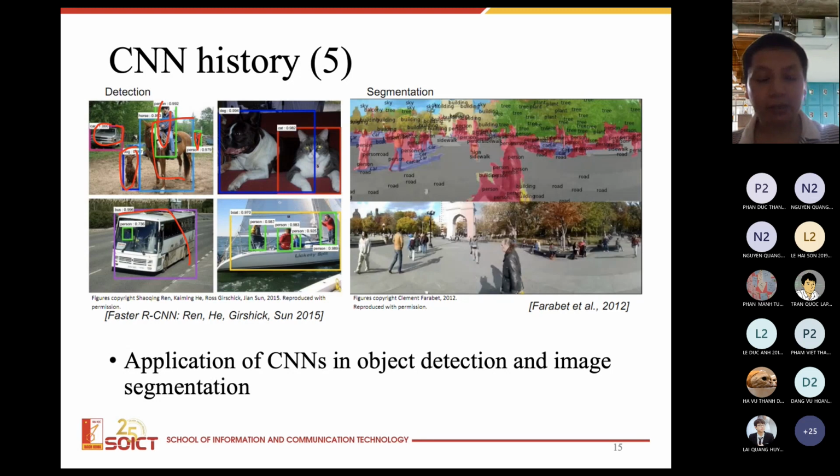And the CNN is also used in semantic segmentation, right? So instead of predicting the bounding box for the object, it can actually predict the segment for each object in the image. For example, here it predicts a boundary and correctly colors the human, and it is the tree, with the correct boundary for the tree, and the correct segmentation for the road, right?